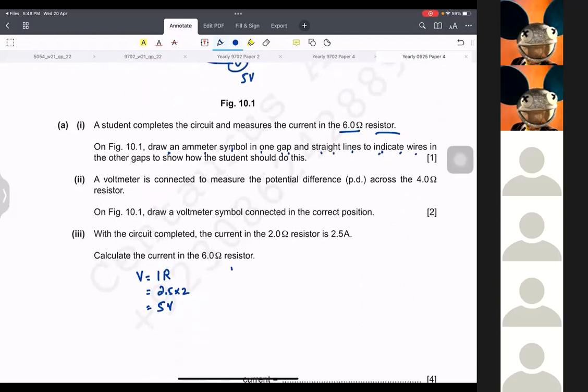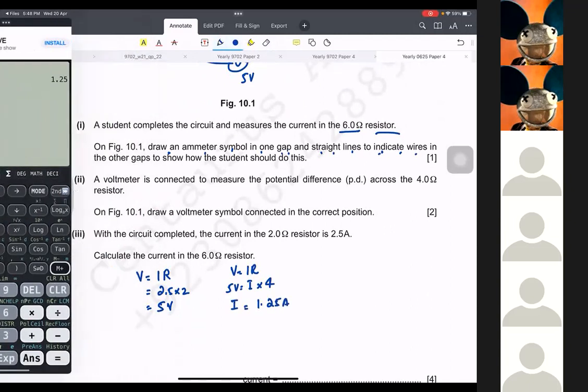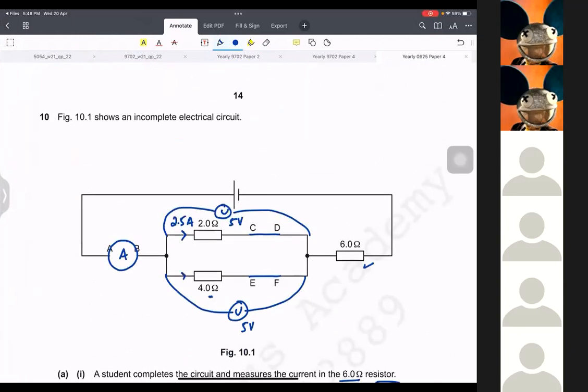So I'm going to use V is equal to IR to find the current. 5 divided by 4 is 1.25 amps. So this is 1.25 ampere, just like that, right?